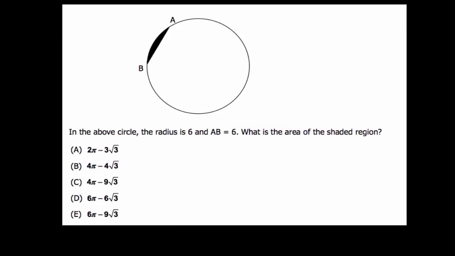In the above circle the radius is 6, and AB is 6. So AB, from here to here, we are told this length here is 6. So what is the area of the shaded region? Wow, this is a very cute question.